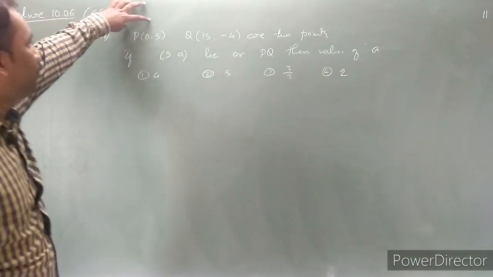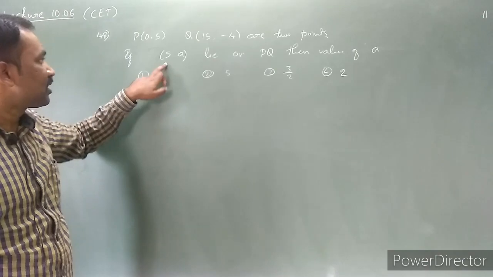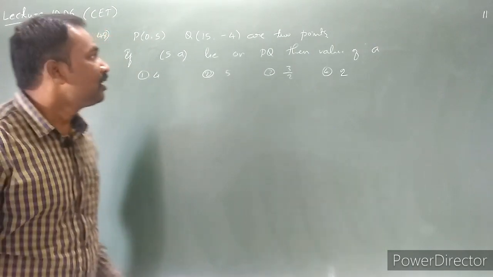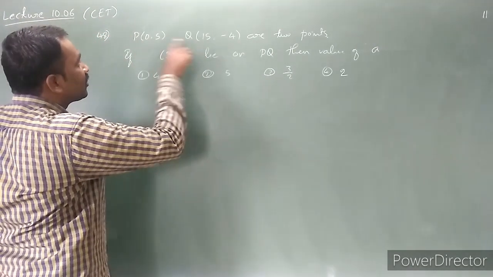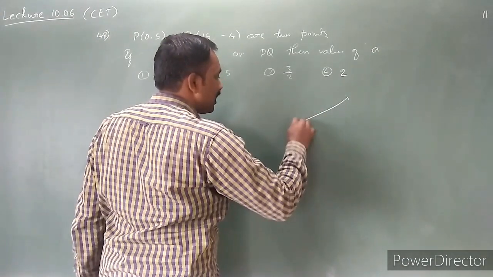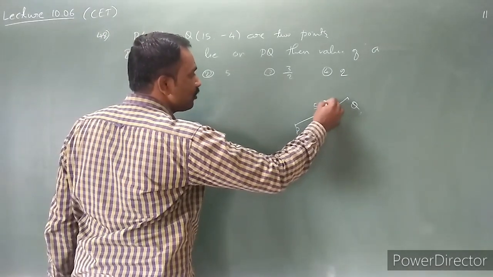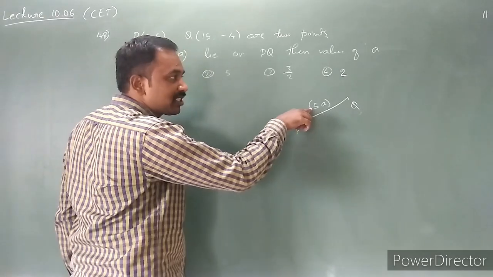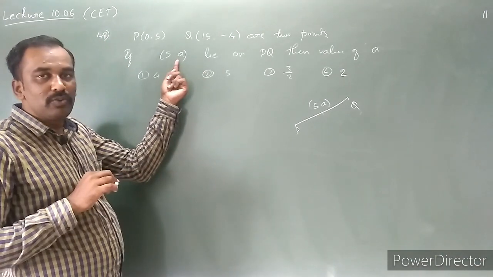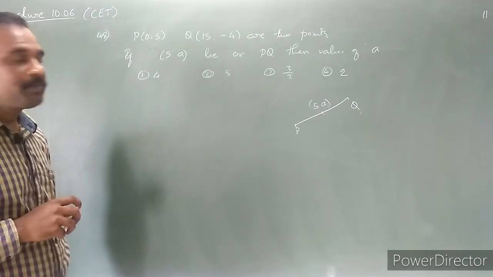Here we need to find, PQ is a line segment and P and Q are the 2 points. One more point is given, that is 5, A, and this point lies on PQ. P and Q have coordinates 0, 5 and 15, -4. On this line segment PQ, another point is there having the coordinate 5, A. What should be the value of this unknown A so that this point lies on the line segment PQ?